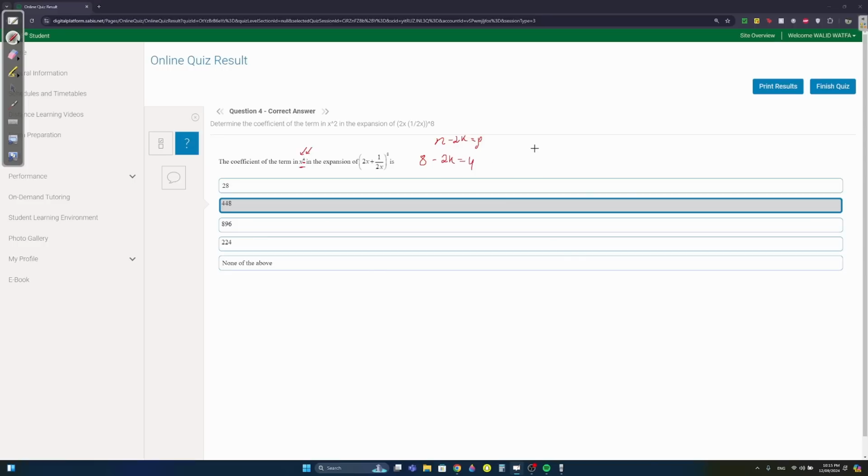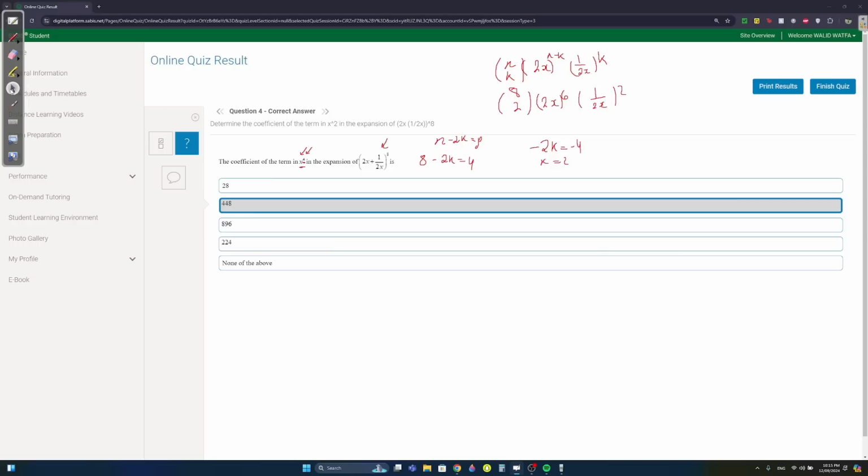8 minus 2k equals 4, so you're gonna get minus 2k equals minus 4, you're gonna get k equals 2. So can you expand now? Yes, we can. Let's write the general form. It's nCk 2x to the power of n minus k times 1 over 2x to the power of k, right? So 8c2, 2x to the power of 8 minus 2, 6, times 1 over 2x to the power of 2.